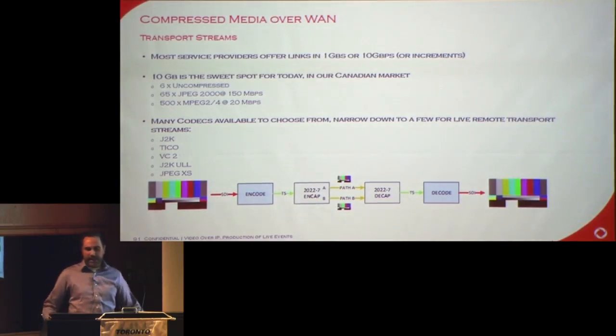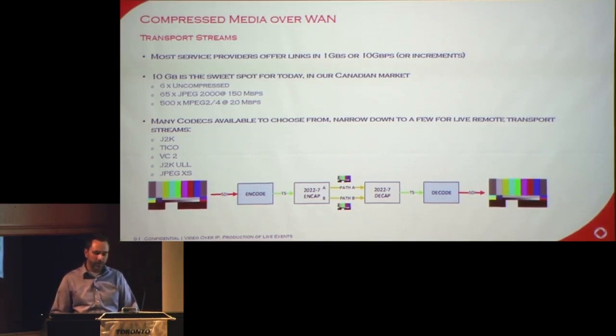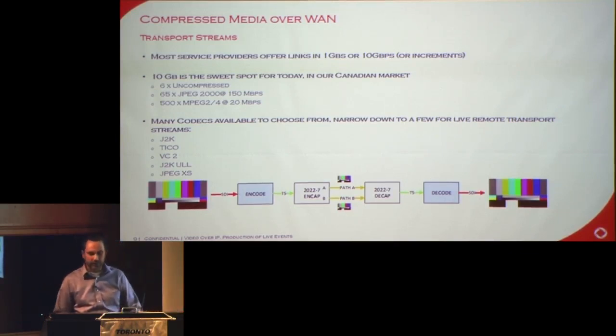So today we can go out and buy 1 gig or 10 gig links very easily from our service providers. 10 gig I would consider to be the sweet spot. You can pretty much go into almost any major city, any major venue, and order up a 10 gig wavelength or Ethernet connection. That 10 gig, though, will only support 6 uncompressed video streams, which might not be enough if you have an 8-camera shoot and you need to send some audio with it.